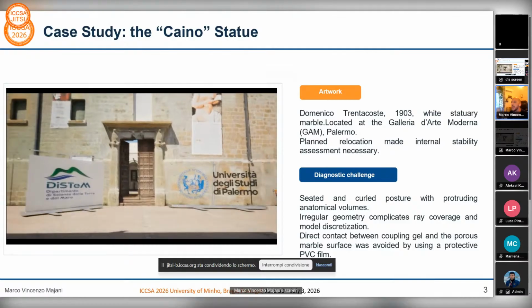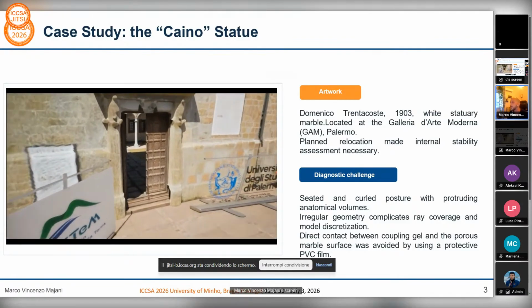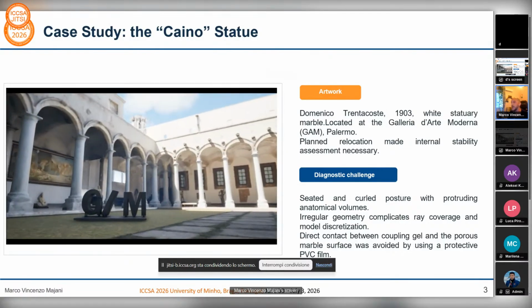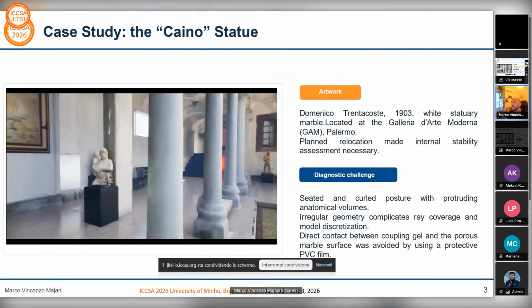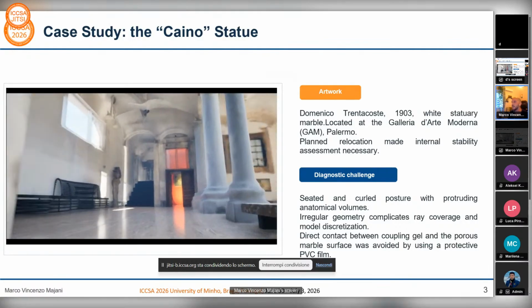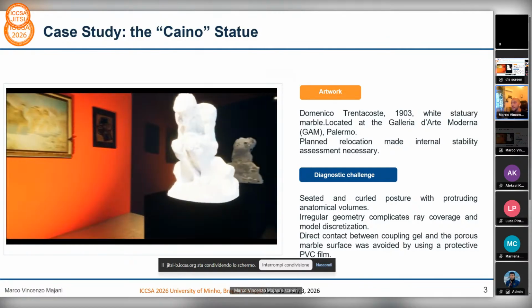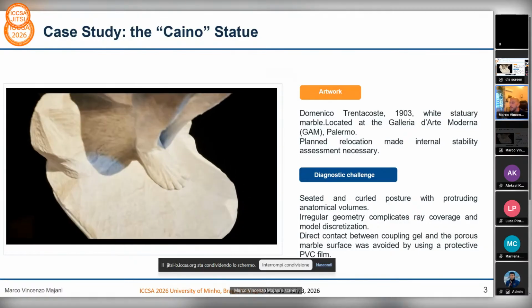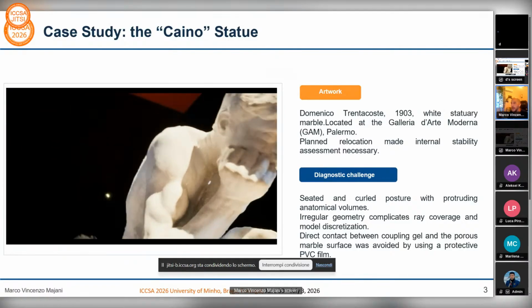In this sequence, the video moves from a real urban context to a completed 3D rendering of the museum created with the latest version of Unreal Engine 5. This passage is important because it shows the main aim of my work: connecting the physical museum with a digital immersive environment. The final focus is the marble statue of Caino, by Domenico Trentacoste, conserved in the GAM.